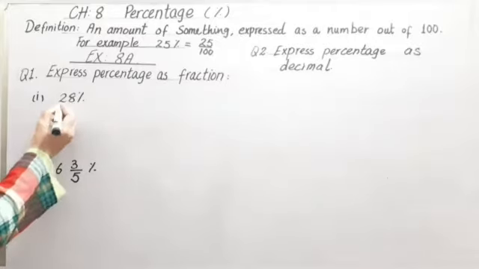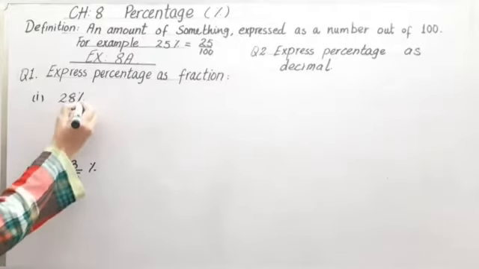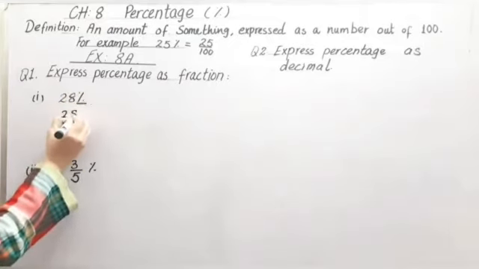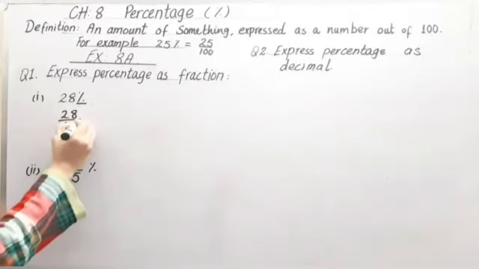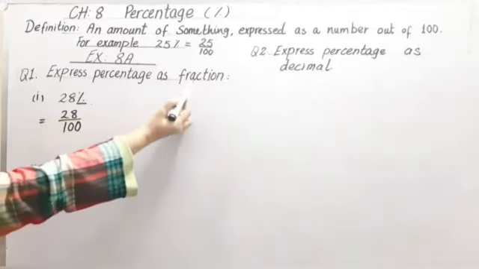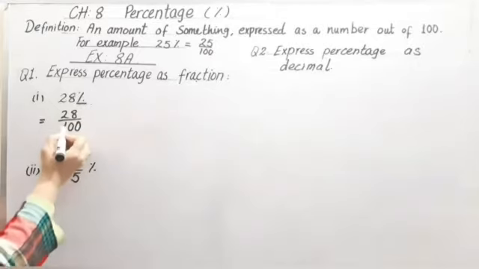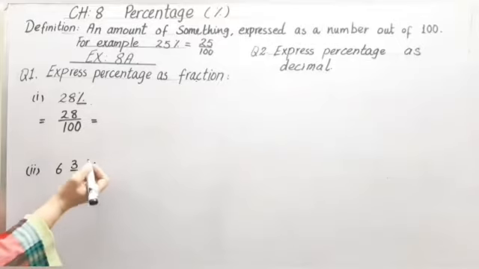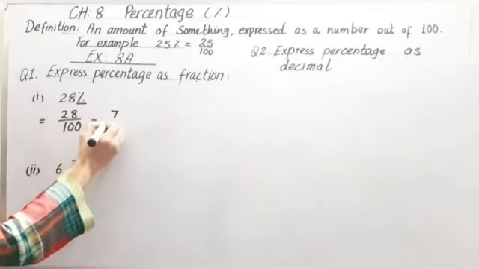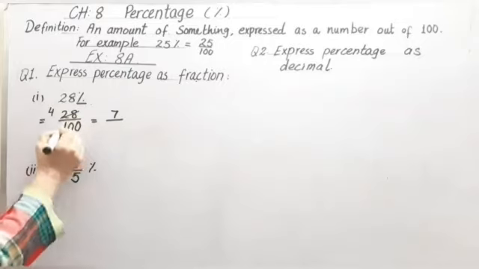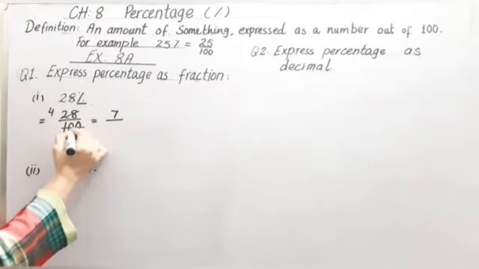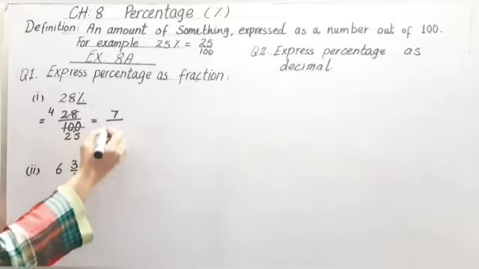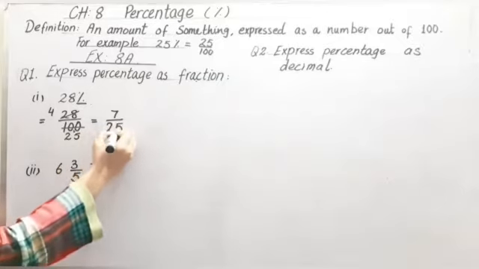The first question is 28%. Where we see this sign, we just remove it from the question and write divided by 100. Now we need a fraction answer, so we simplify it and get our answer in fraction. 4 sevens are 28, and 4 twos are 8, 4 fives are 20. Now 7 by 25 is your answer.